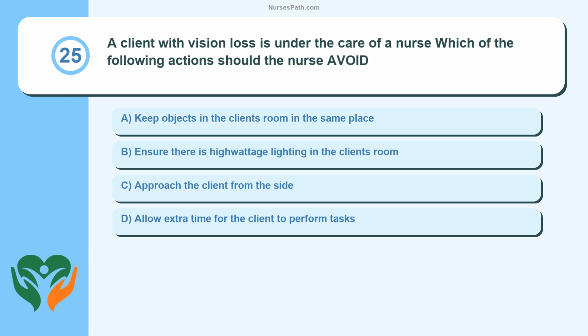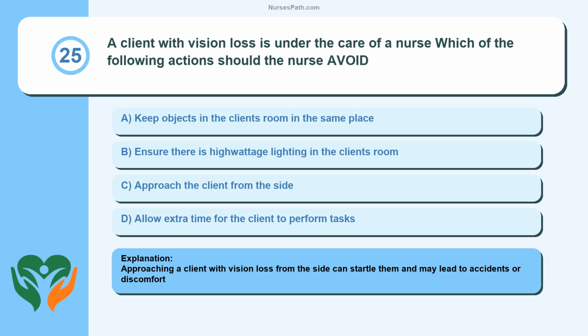Question 25. A client with vision loss is under the care of a nurse. Which of the following actions should the nurse avoid? Keep objects in the client's room in the same place. Ensure there is high-wattage lighting in the client's room. Approach the client from the side. Allow extra time for the client to perform tasks. Approaching a client with vision loss from the side can startle them and may lead to accidents or discomfort.